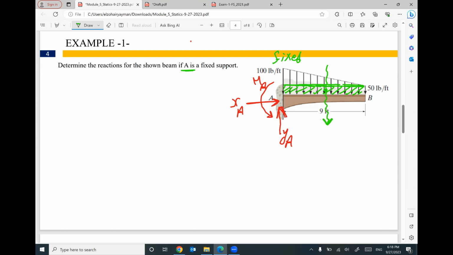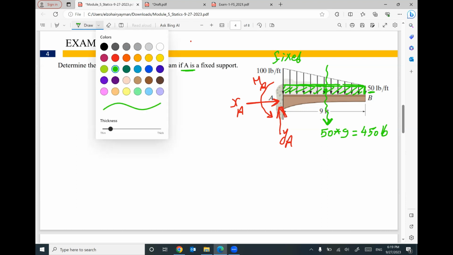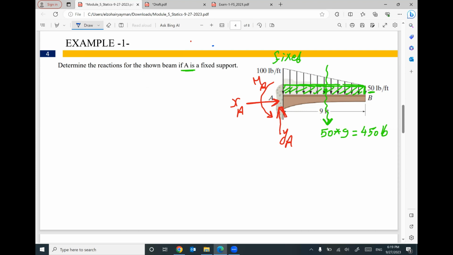What is the value of this equivalent force? The area of this rectangle, which is 50 times 9. 50 is this height, given as 50. The total length of this rectangle is 9. So 9 times 50 equals 450 pounds. So I have an equivalent force here equal to 450 pounds. The second part, or the remaining part of this trapezoid, is this right angle triangle.